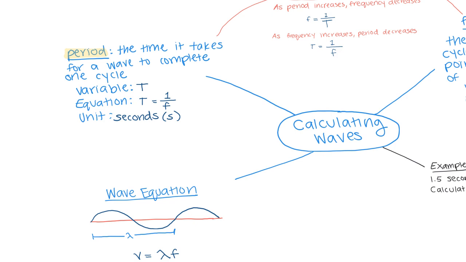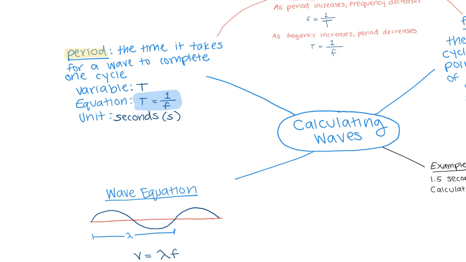Now, our equation for calculating period, we are going to use T equals 1 over F. This is a little bit odd because we don't know what F is yet, but I can tell you in just a moment, we will know that F stands for frequency. So the period of a wave is 1 divided by the wave's frequency.